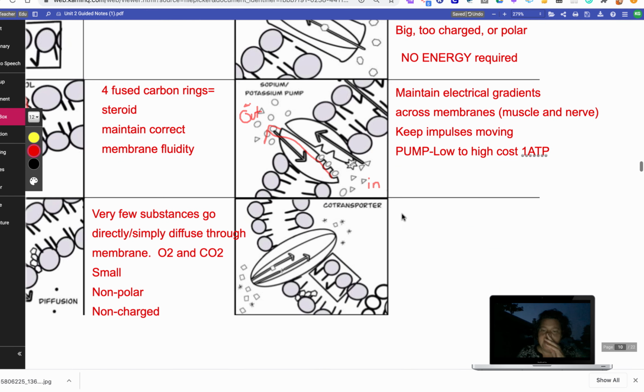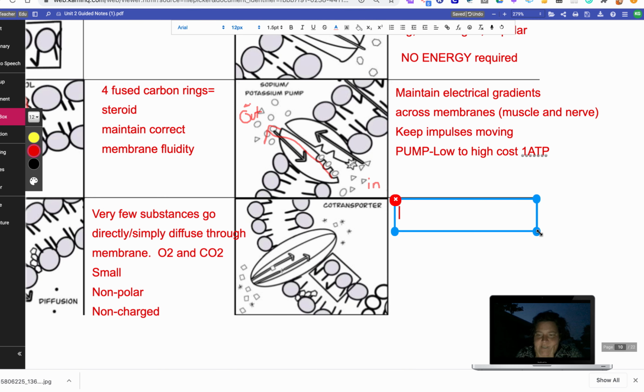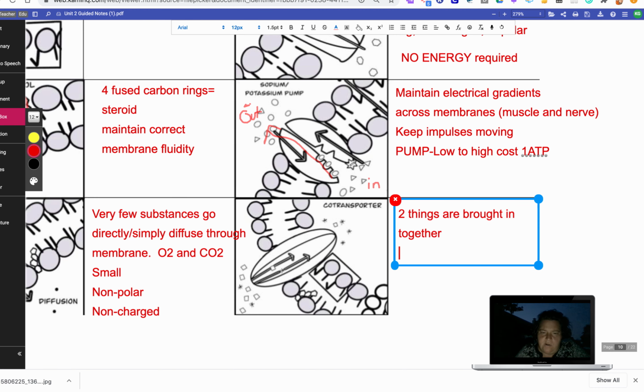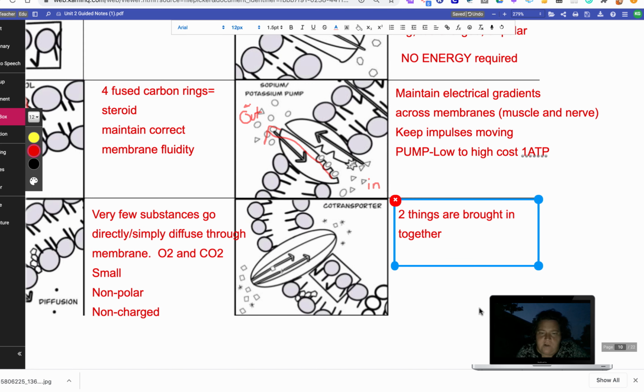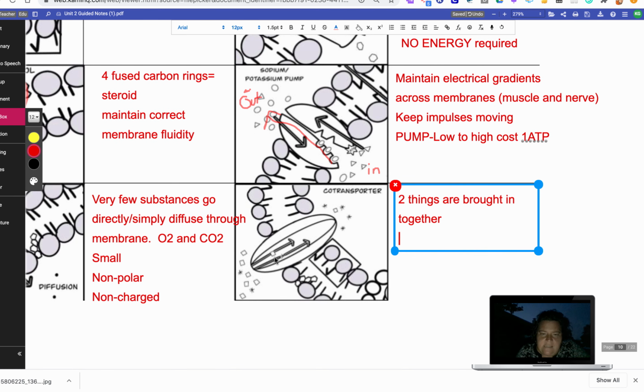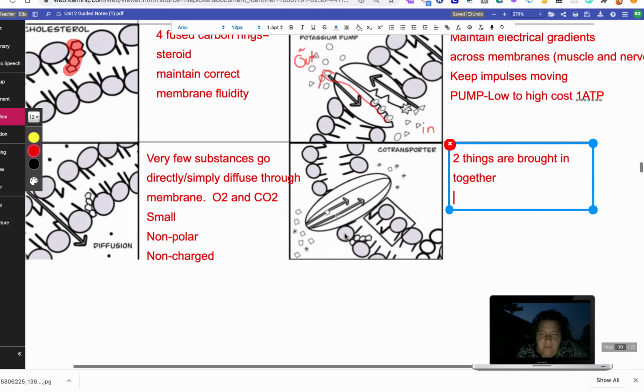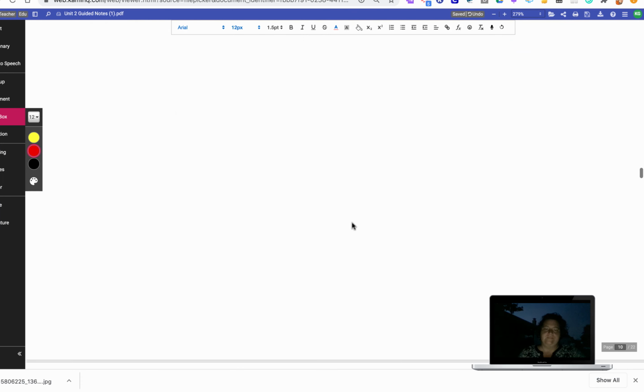All right, the next type that we're going to talk about here is the co-transporter. Sometimes glucose is co-transported with something else. We'll talk more about specifics, but it just means that 2 things are brought in together. Like there's a sodium glucose co-transporter, I believe. In this case, it doesn't look like ATP is involved there. It has it going from high to low still.